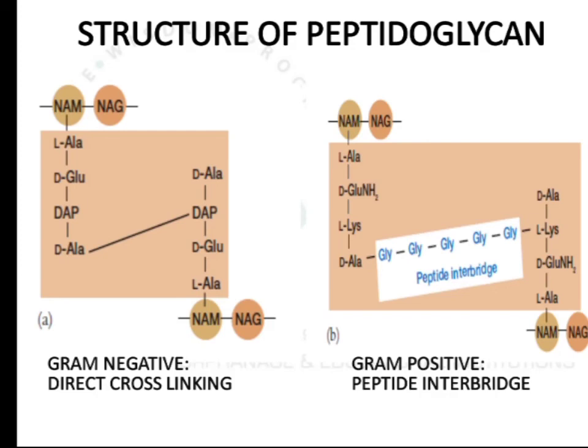Now the difference in the peptidoglycan layer: instead of diaminopimelic acid, L-lysine will be there in gram-positive bacteria, and there will be a pentaglycine interbridge between adjacent NAM and NAG backbones in gram-positive bacteria. In gram-negative bacteria this is direct cross-linking. So that is the difference in the peptidoglycan layer.